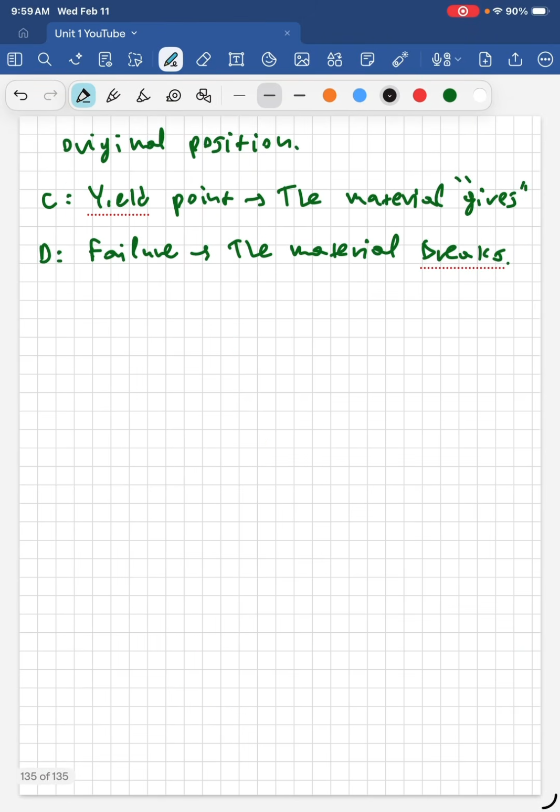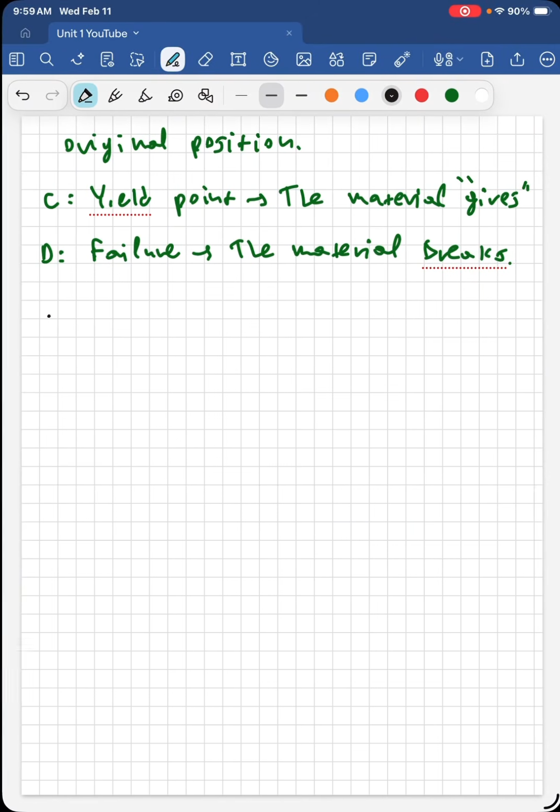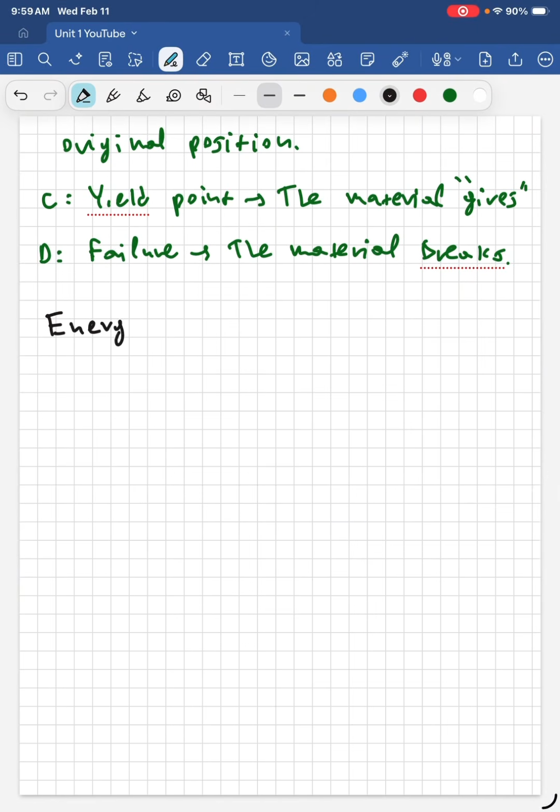But anyway, another important thing is the energy stored in a spring. So energy stored.